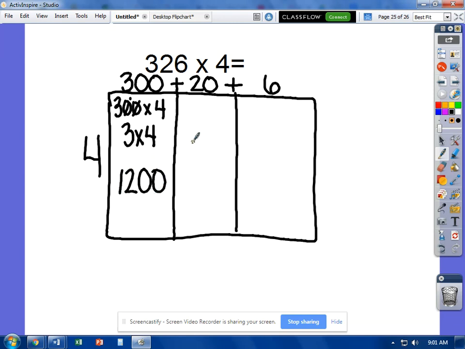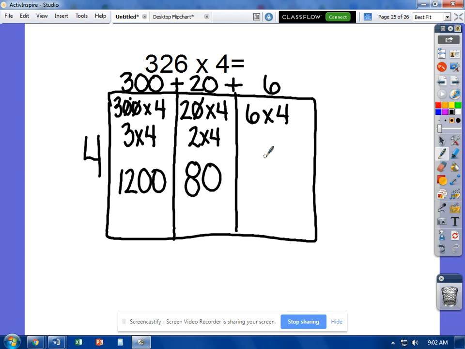In this box, I see that 4 and 20 will meet, so it'll be 20 times 4. Once again, that's kind of a big problem, so I take away my 0. 2 times 4 gives me 8. But I did take 1 zero away, so I need to add that back now, and I get 80. In my last box, I'm going to do 6 times 4. 6 times 4 gives me 24. I didn't take away any zeros, so I can just leave it how it is.